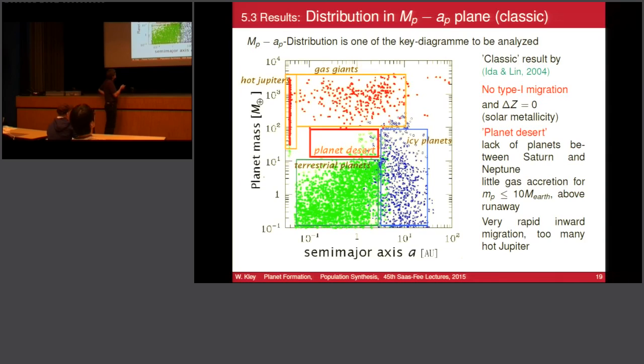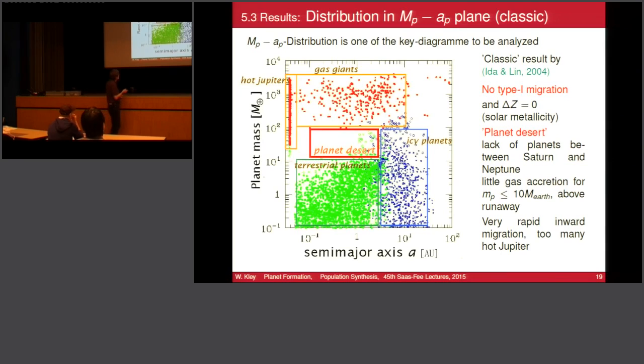So there's no type 1 migration, even in this one, only type 2. This is solar metallicity. The planet desert can be explained basically because you have little gas accretion for planets which have too low mass. Only above this you have a runaway. So basically you have many planets which didn't make it to the runaway phase because this may take a long time. And then suddenly the runaway begins and you jump immediately from this mass to that mass. So this would explain quite naturally this planet desert. And later models find this in fact also. So this is a generic feature of all of these models.